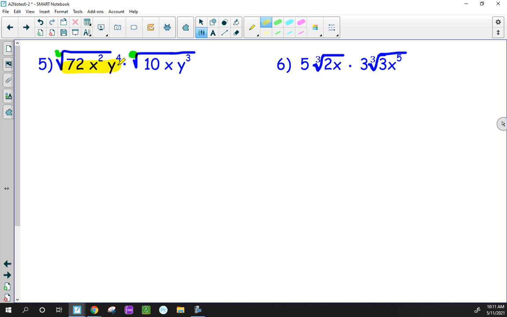We are going to multiply the radicand times radical. We know we can multiply anything together. So 72 times 10 is going to give me 720. X to the 2nd times x to the 1st is going to give me x to the 3rd. Y to the 4th times y to the 3rd is y to the 7th. We add powers when we're multiplying. Now that we've finished the multiplication step, the rest is simplify.